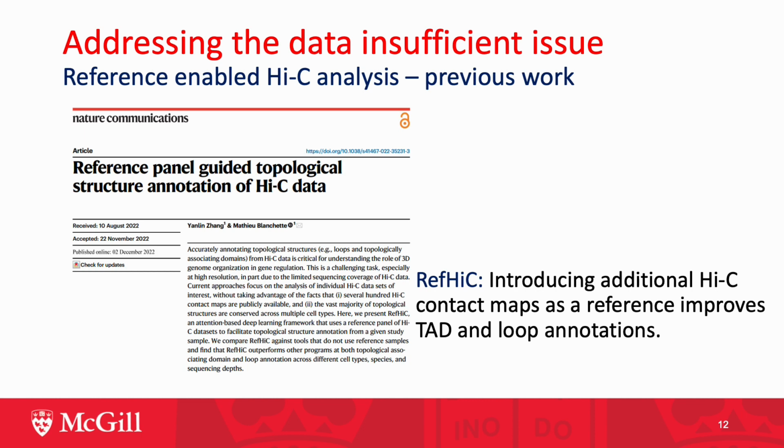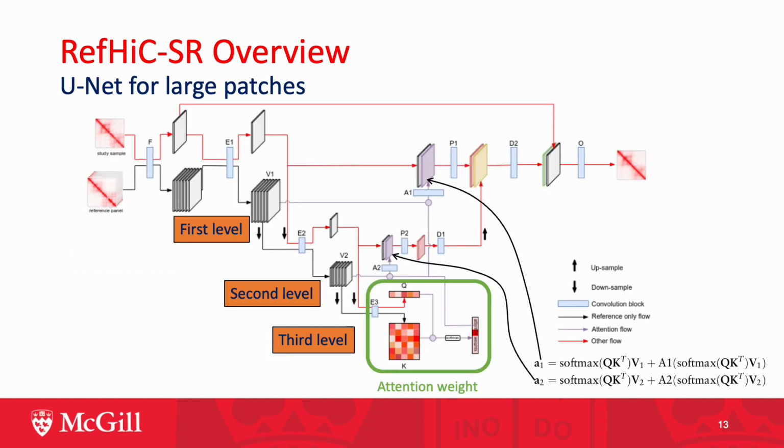This approach outperforms existing approaches in TAD and loop annotations. This is an overview of our RegSys SR model. We used the UNet architecture with 3 levels as a backbone to handle dense, large path predictions. To take the reference panel into consideration, we adapted the encoding part of the UNet a lot. The encoding part now takes the study sample and reference samples as input.